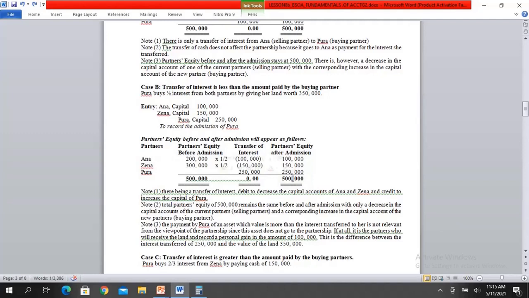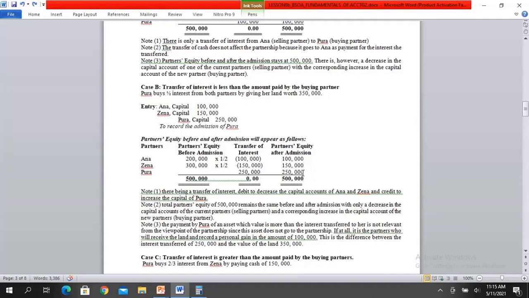So, tingnan natin yung notes. There being a transfer of interest, debit to increase the capital account of Ana and Zina and credit to the increase to the capital of Pura. So, kung titingnan nyo yung 100,000 sa 150,000 na binawas natin kay Ana sa kay Zina, transfer natin yun kay Pura. So, walang nagbago dito sa total. Ayan. So, dito lang sa may partner's equity ni Ana at saka ni Zina ang nabawasan at nadagdagan kay Pura.